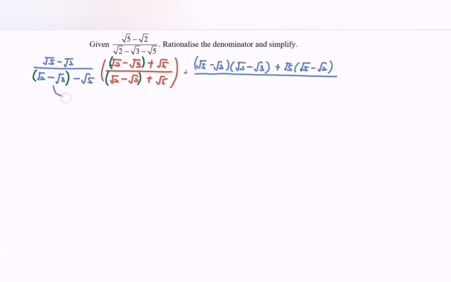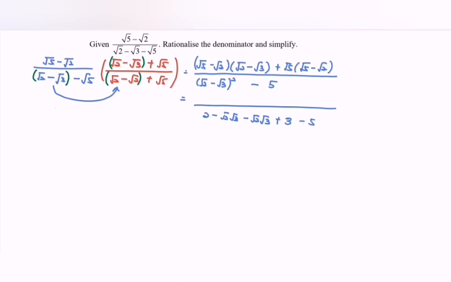So since we are multiplying by the conjugate, make use of the formula a squared minus b squared. So here we have the square root of 2 minus the square root of 3, bracket square, minus 5, if we square the square root of 5. So kindly expand the denominator. So here we have the 2 minus the square root of 2 square root of 3 minus the square root of 2 square root of 3, and then plus the 3, then minus the 5. Next, focus on the numerator.